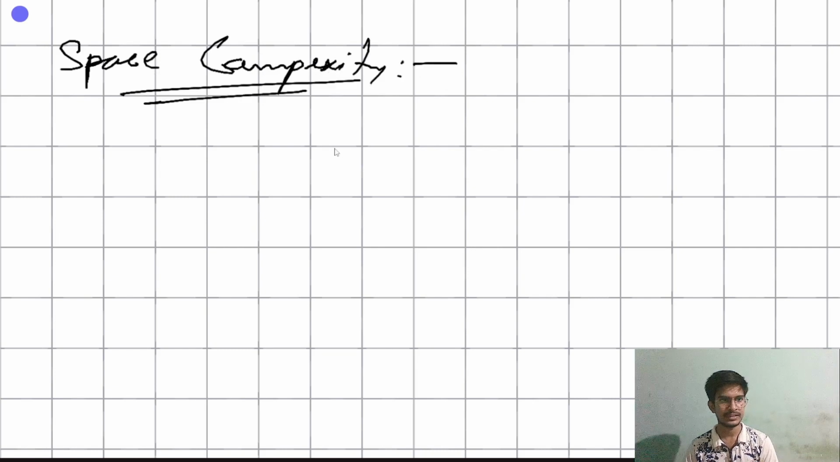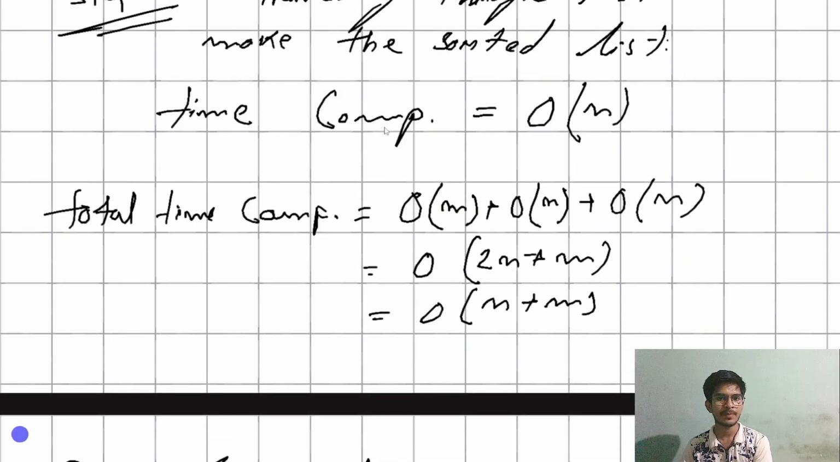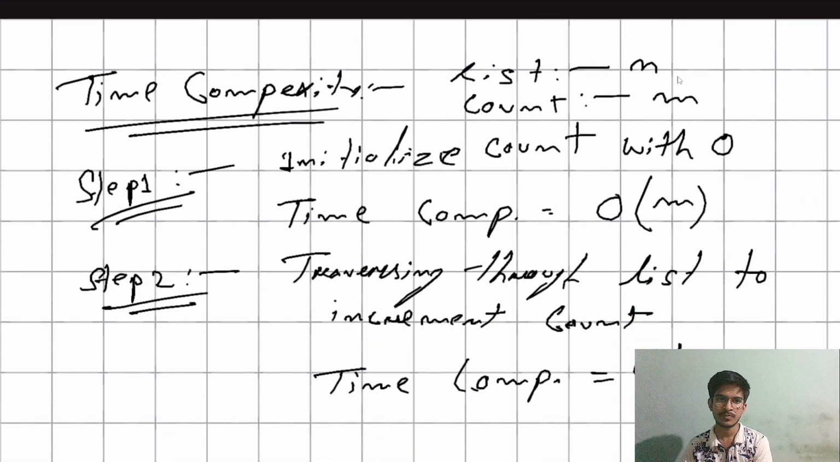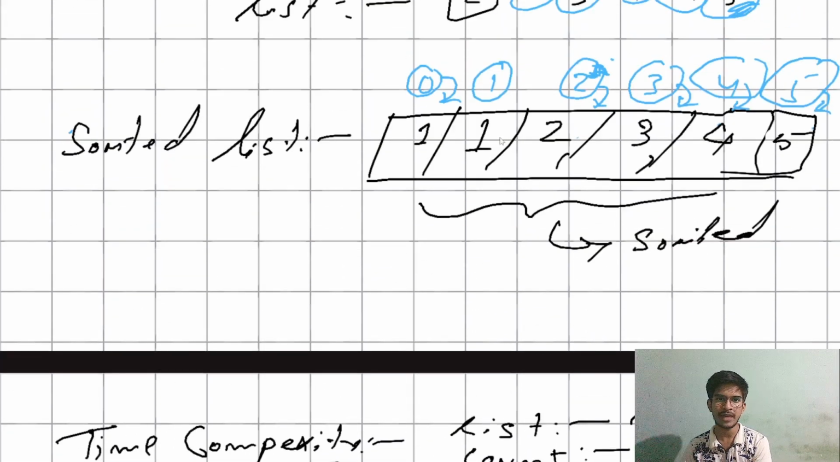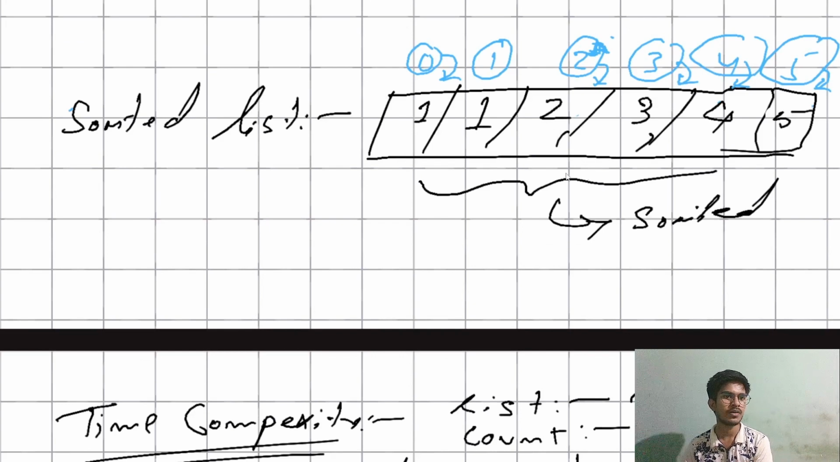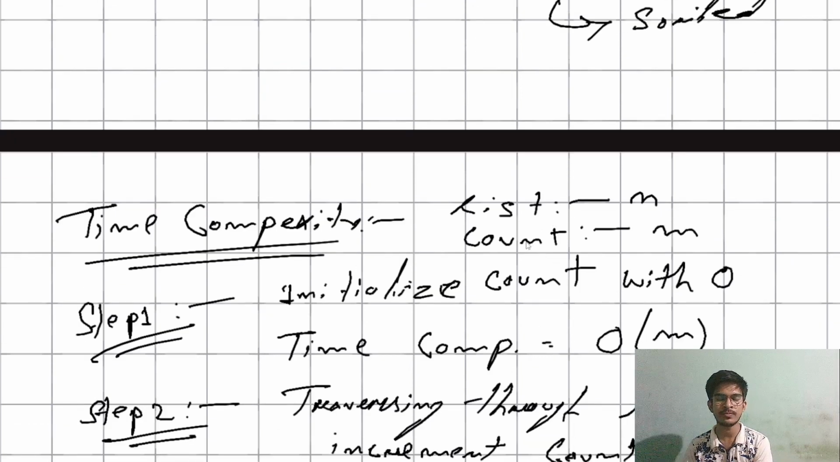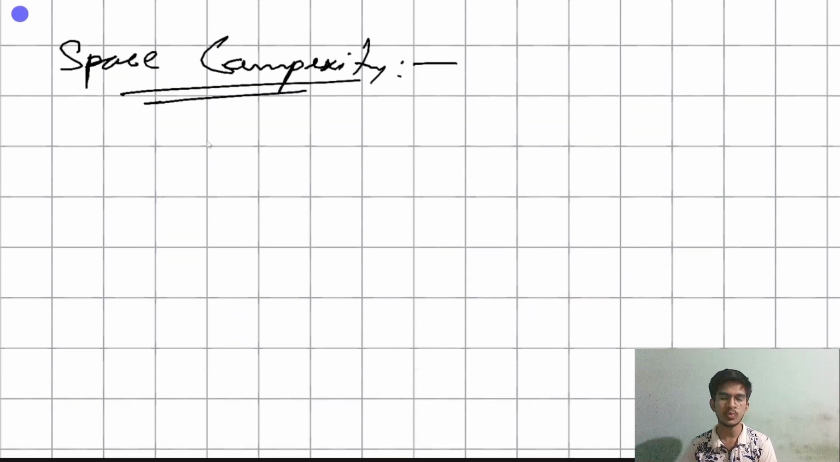Okay, space complexity. If we talk about the space complexity of counting sort, we need two auxiliary spaces. One is for the sorted list, which we have at the end and has the same length as this list size. We also need another temporary array of size m. That means we need two sizes.